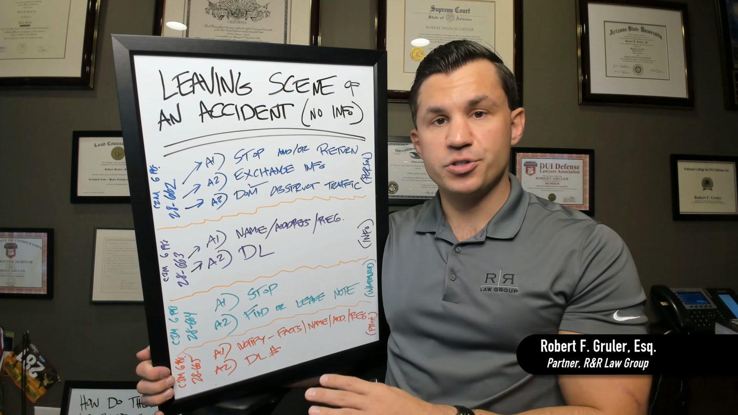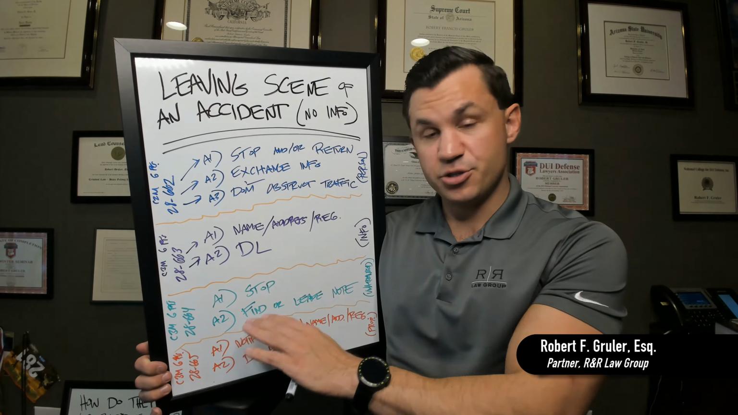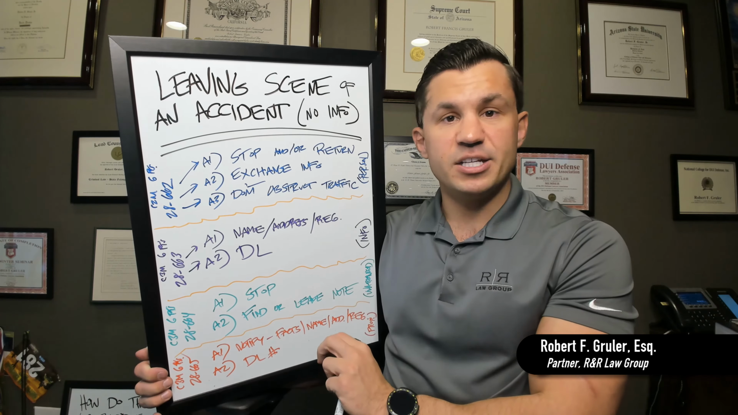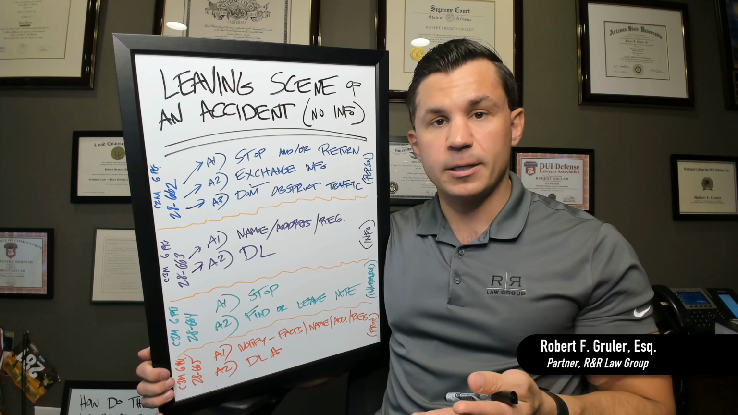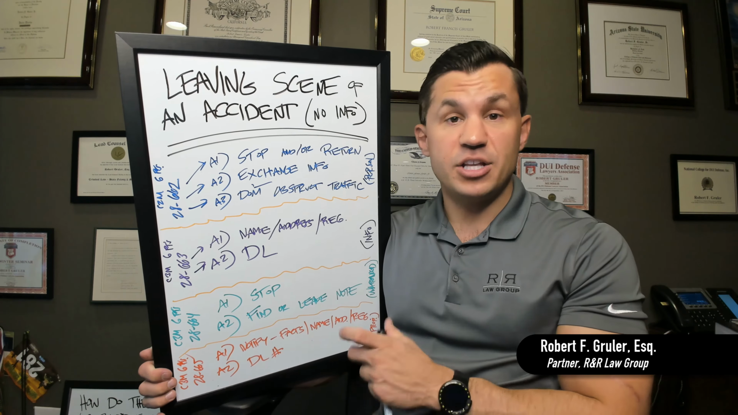What you're supposed to do is leave a note. You're supposed to get out of the vehicle. A2 says you need to find a conspicuous place. You need to leave a note. You need to find the individual. Go physically search around the parking lot, around the venue, see if you can find that individual. But if not, then you have to leave a note.